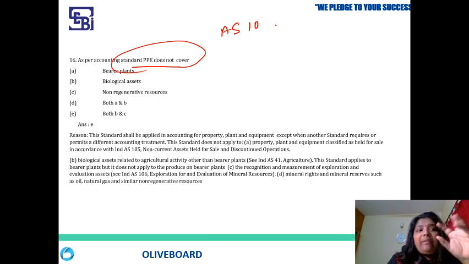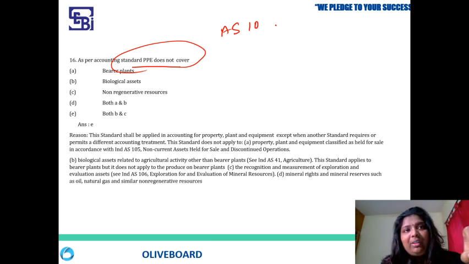Remember, we have given this separately for all the standards. So this is basically a theoretical question. I request you to read through at least this section, memorize this section for all the standards. You should know for which one the standard is applicable, for which one it is not. Why? Because there are separate standards for those items, so it will be accounted based on those standards.